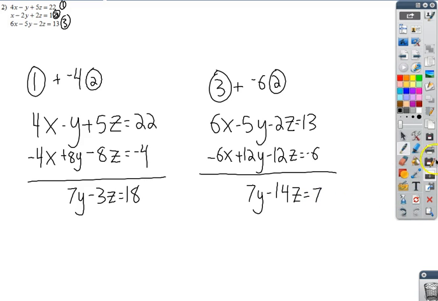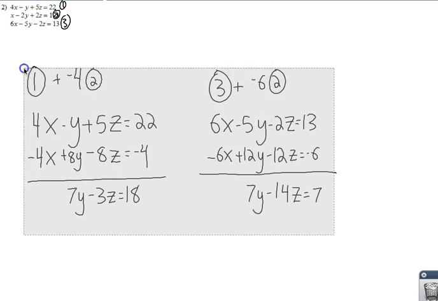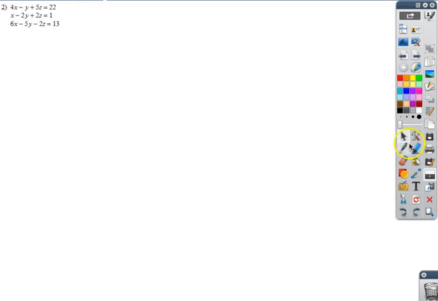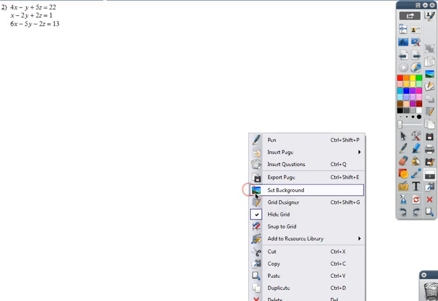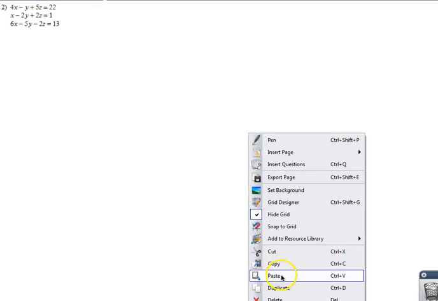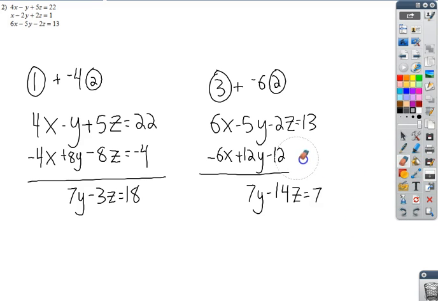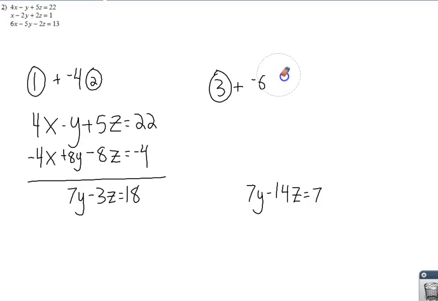Alright, so now I'm going to take these two. How do I know they work? Well, I know I have two equations, two variables. They no longer contain x, they contain y and z. Alright, so let's give this a whirl here. Let's paste it. Now, what variable would you want to get rid of? Think about that for a second while I do some erasing.